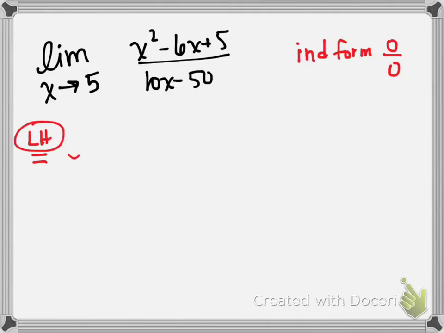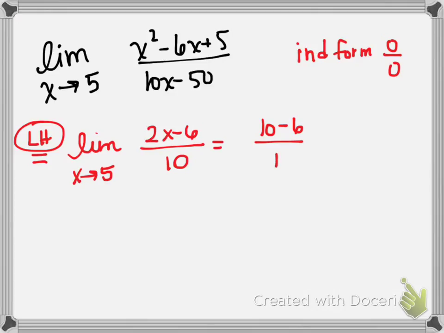So that's what we're going to do. We take the limit as x goes to 5 of the derivative of the numerator, 2x minus 6, divided by the derivative of the denominator, which is 10. And now we take the limit as x goes to 5. Again, we have a rational function, and this rational function is continuous on its domain, so we can try to just evaluate it at 5. And we get 10 minus 6 divided by 10, which is 4/10. And there is our answer, 4/10. Okay, we originally started with an indeterminate form of 0 over 0, and now we have 4/10.